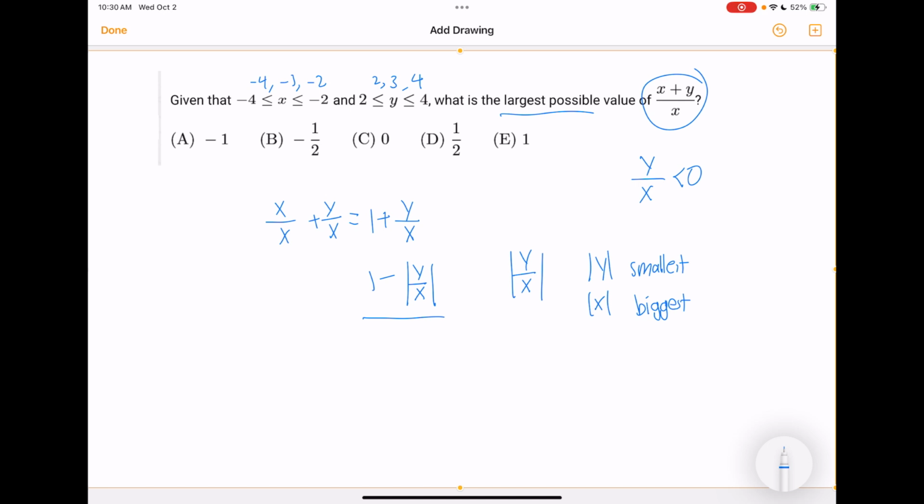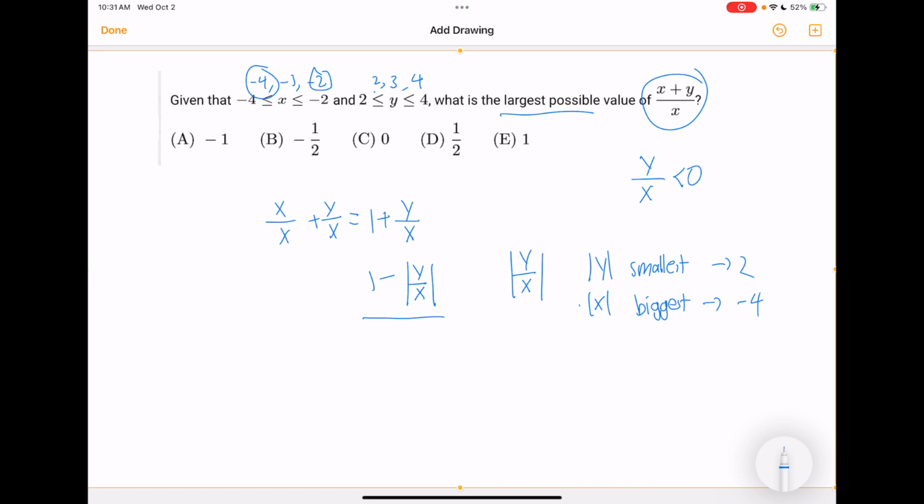And so when y is at its smallest, the only choice would be 2. And then when x is at its biggest, it could only be negative 4. And keep in mind, this could trip people up, but it's not negative 2. Because even though negative 2 is greater than negative 4, we are looking for the absolute values of these. So the absolute value of negative 4 is 4, the absolute value of negative 2 is 2, so 4 is greater than 2. So we would pick negative 4 instead of negative 2.